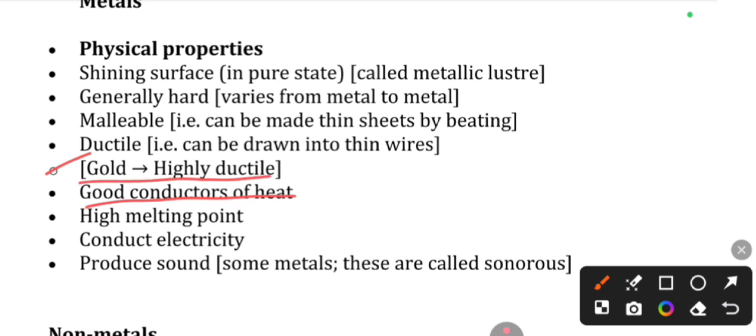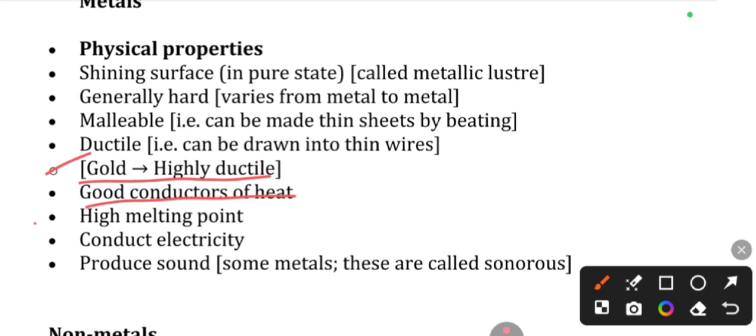But one example is given here, gold. It is highly ductile. You have seen your mothers wearing ornaments that are made up of gold. They have the property of ductility. That's why we are getting different ornaments. Different shapes you have seen in jewelries.